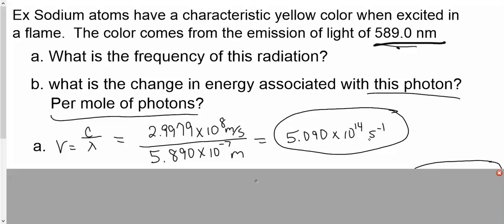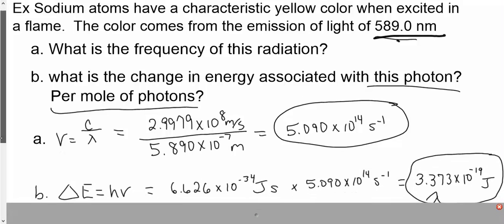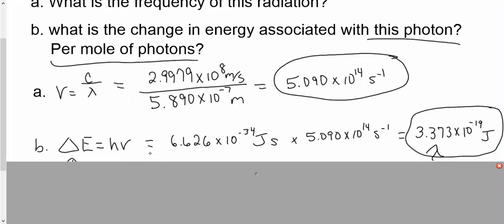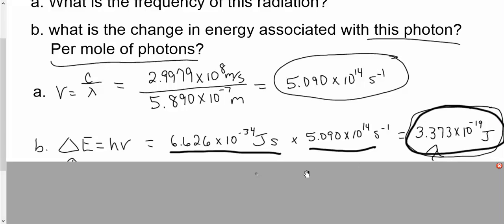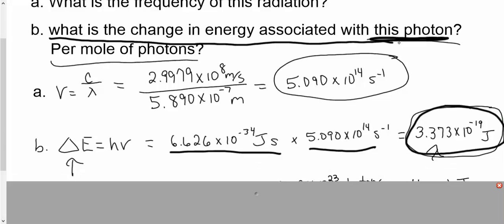Now, we will plug into Planck's equation, E equals hν, multiply Planck's constant by our frequency, and we get joules. Note that this is the energy of a photon. So that's the A part. What is the change in energy associated with this photon? When you get a number using Planck's equation, that's the energy per photon. The next part of B says per mole of photons. So 1 mole of photons is equal to 6.02 times 10 to the 23rd photons.